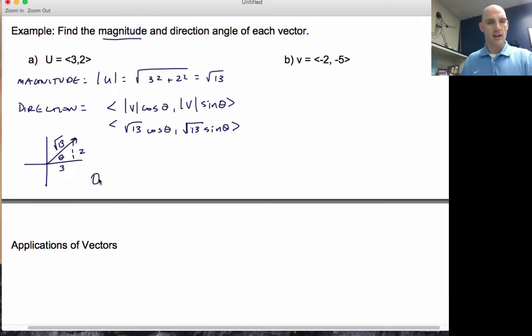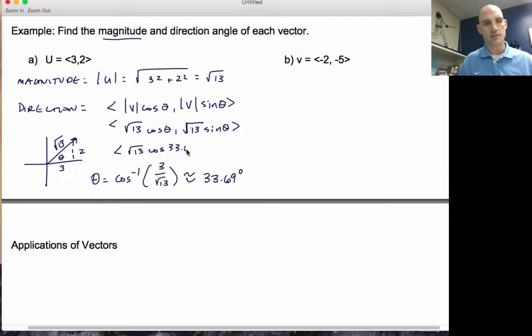And so theta is equal to, how do we find an angle given sides? Well, we would do the inverse cosine or the inverse sine of adjacent over hypotenuse, which would give me an angle approximately equal to 33.69 degrees, making sure our calculator's in degree mode. So that would mean it's root 13 times the cosine of 33.69, comma, root 13 times the sine of 33.69. You kind of see we are going back to all of the things we talked about in chapter 5 and putting them all together. And so the direction angle is 33.69.